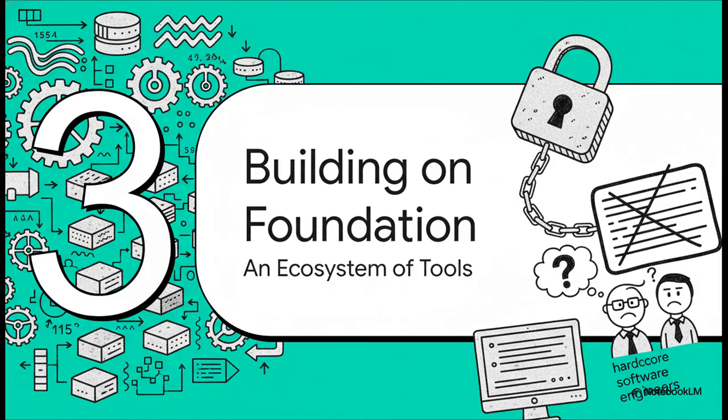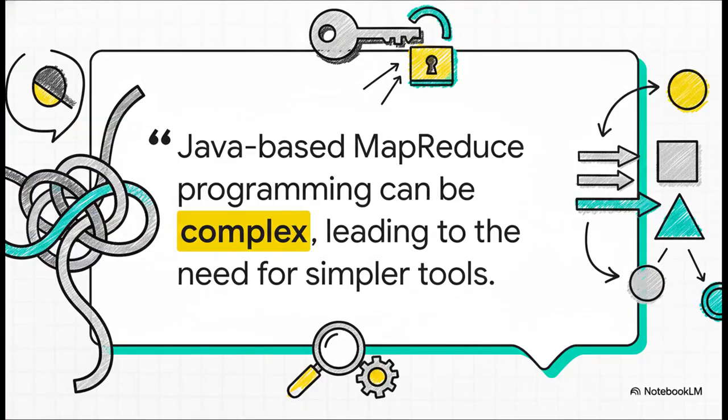Actually writing those recipes for MapReduce required some pretty complex Java programming. And that was a huge barrier for a lot of people, especially the data analysts and scientists who weren't necessarily hardcore software engineers. And this quote really gets to the heart of the next problem. To truly unlock the power of all this data, more people needed to be able to use it. It had to be more accessible. This exact problem is why the Hadoop ecosystem started to grow.